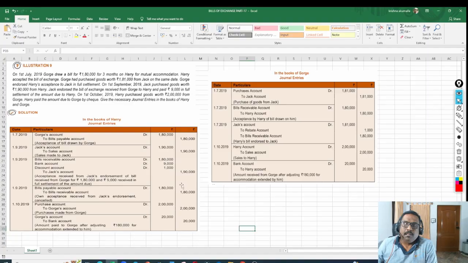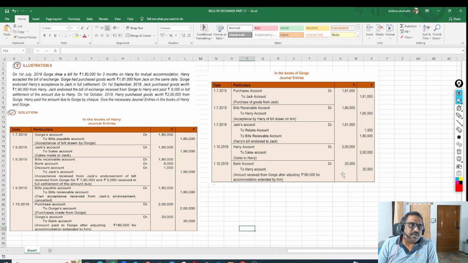Okay, friends, let me read the illustration. On 1st July 2019, George drew a bill for 1,80,000 rupees for 3 months on Harry. Guys, you have to be very, very careful because it's a little bit confusing. 3 different parties are involved. Transactions happen between these three people, and there will be a slight confusion here. You have to be very careful.